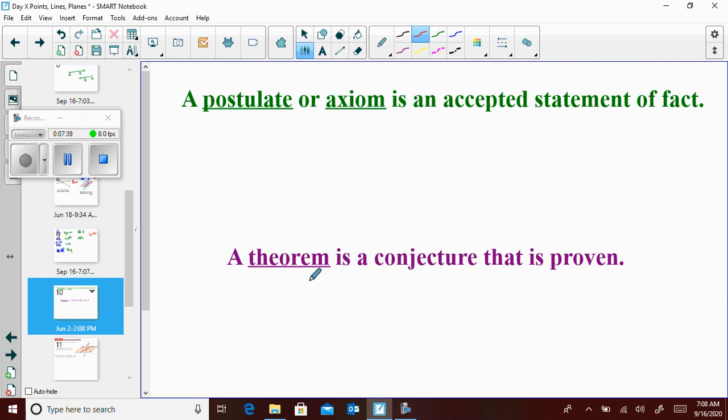A theorem, you have to prove it. You have to show this conjecture, this hypothesis, something you feel is true. You have to prove that it is true. A theorem, you know, Pythagorean theorem. We proved that last lesson, showing that it's just a distance formula. Okay, so a theorem you prove, postulate, axiom is fact.